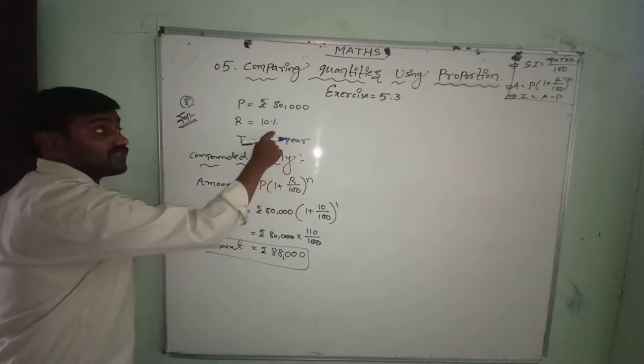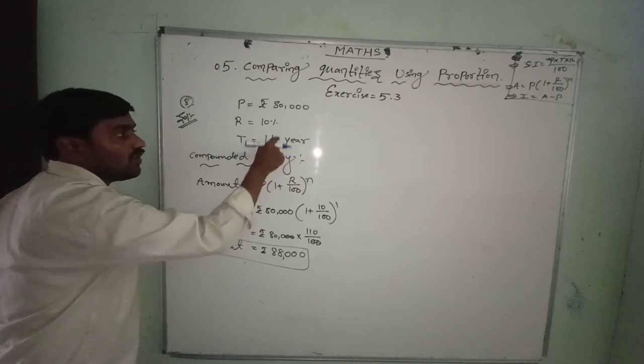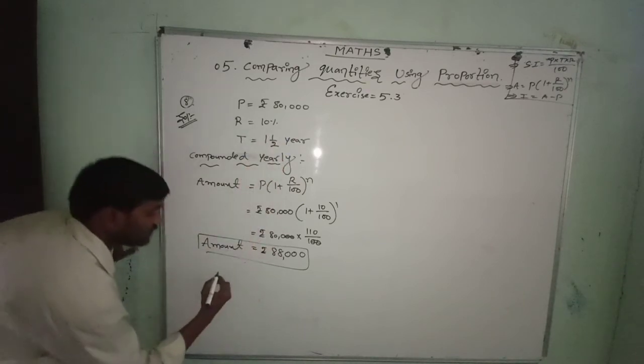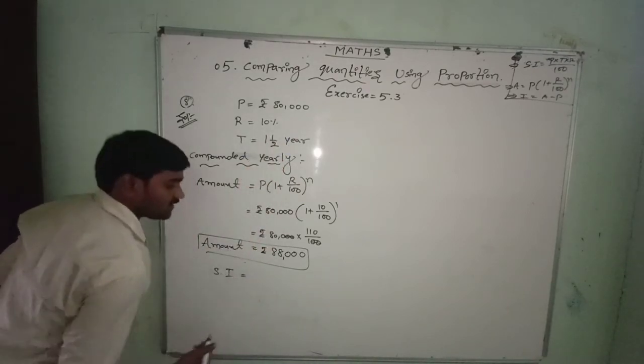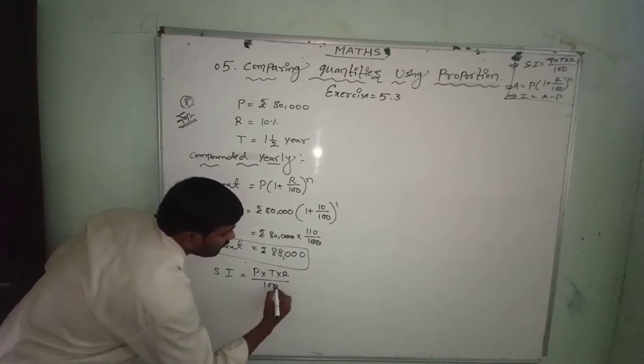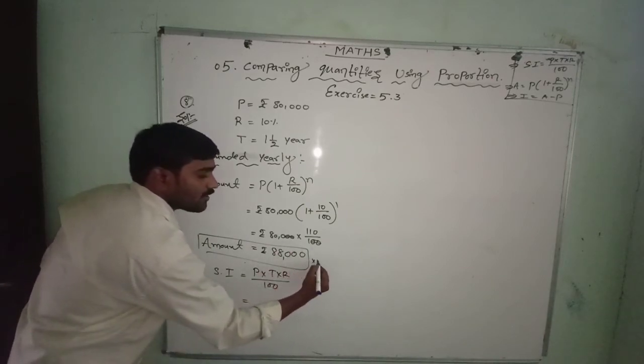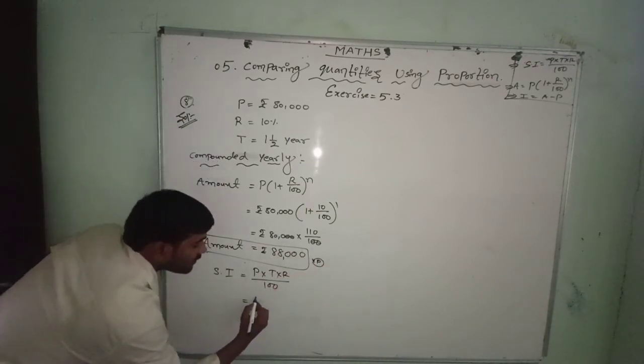Still half a year is left, since 1.5 years is taken. For this remaining half year, they calculate simple interest. Now we take simple interest equal to P into T into R by 100. Just now we have done this kind of problem. Now the principal becomes A, this is the principal now.